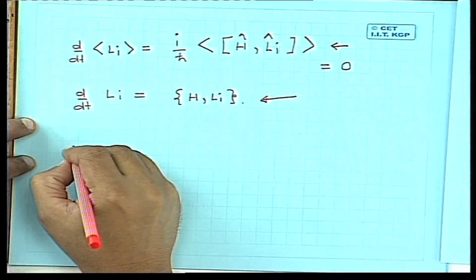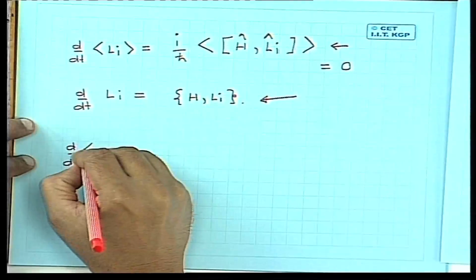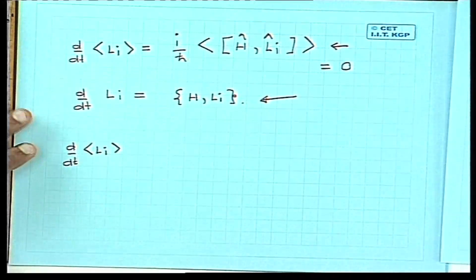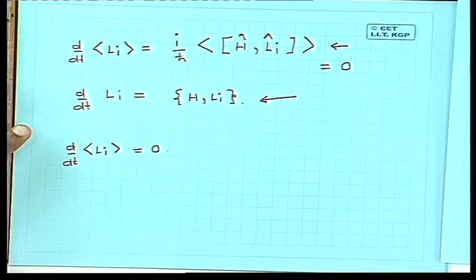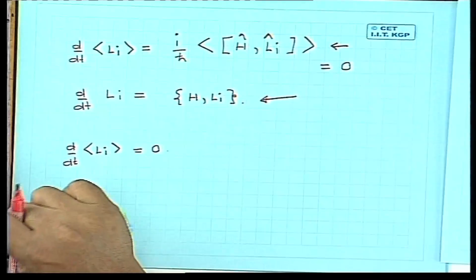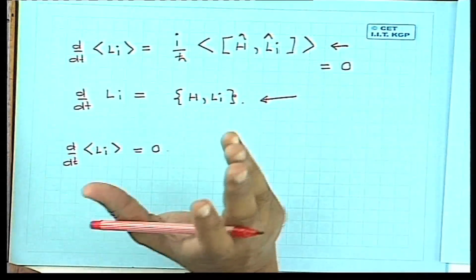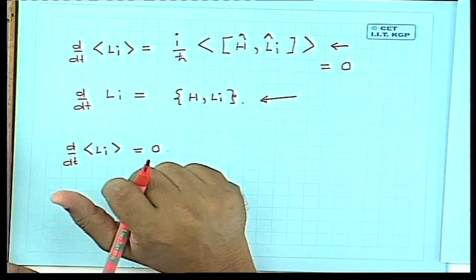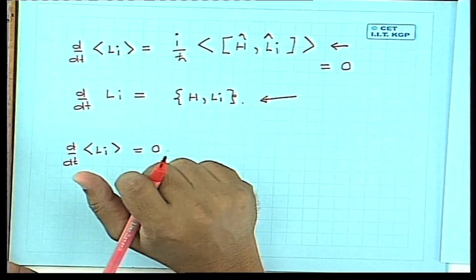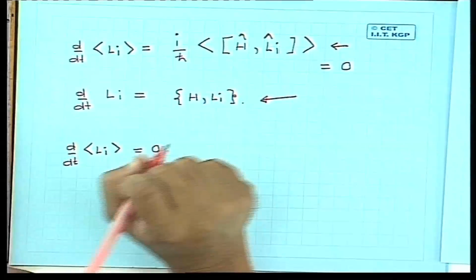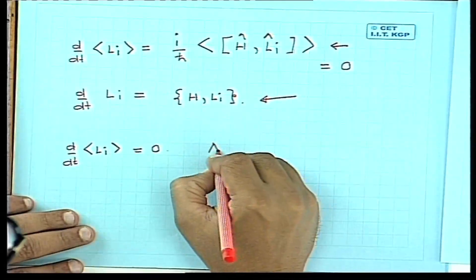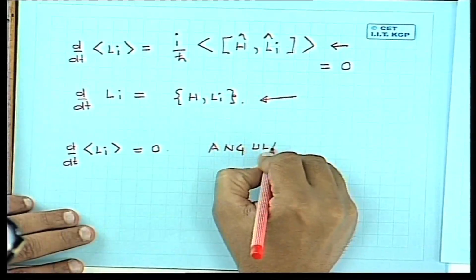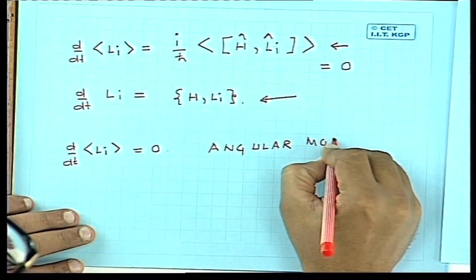So what this tells us is that d by dt of the expectation value of any component of the angular momentum is 0. In classical mechanics, we know that if a particle is moving in a spherically symmetric potential, its angular momentum is conserved. The analogous law over here is also the conservation of angular momentum. The quantity which gets conserved in quantum mechanics is the expectation value of the angular momentum. So this is the fact that angular momentum is conserved.